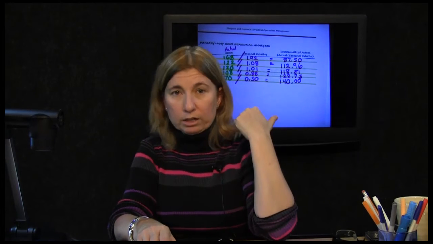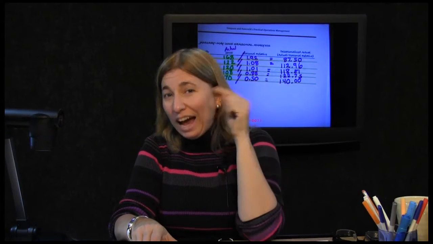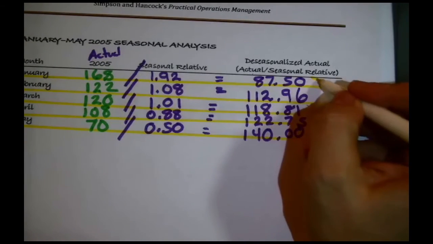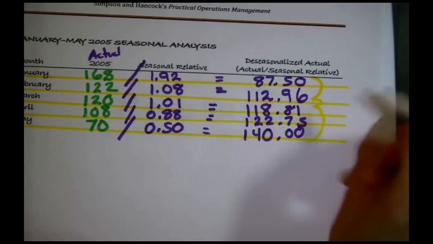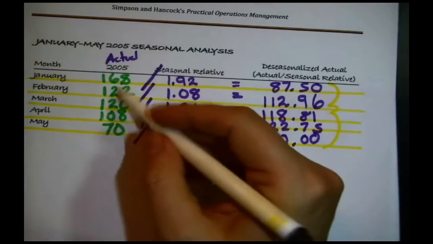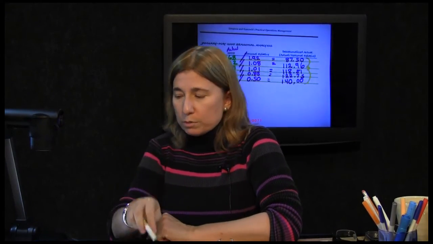Now, here's the theory. We take a set of actuals from January to May, like we just did. We deseasonalize them. If the variation in the actuals, what actually happened, is pretty much explained by natural seasonal variation, the deseasonalized numbers should become quite similar to each other because we took out the reason that they were different. Now, take a look at 2005. Did these numbers become more similar to each other than these numbers? And the answer is profoundly no.